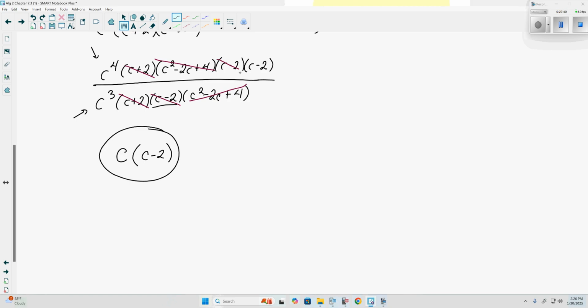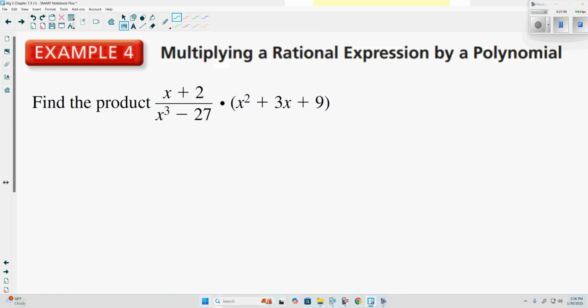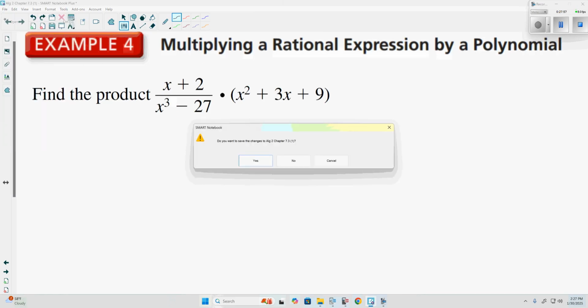So the big thing with this here is just factoring. Because once we factor it, multiply and reduce. Questions on this here? All right. Cool.